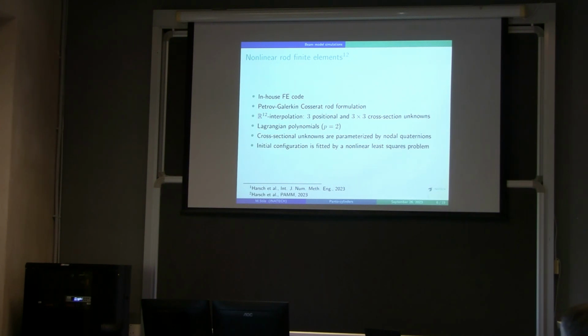The cross-sectional unknowns are parameterized by quaternions to avoid problems like gimbal locks. For the initial configuration, we first have a straight configuration and then we use a non-linear least squares problem to fit each beam to a helix.